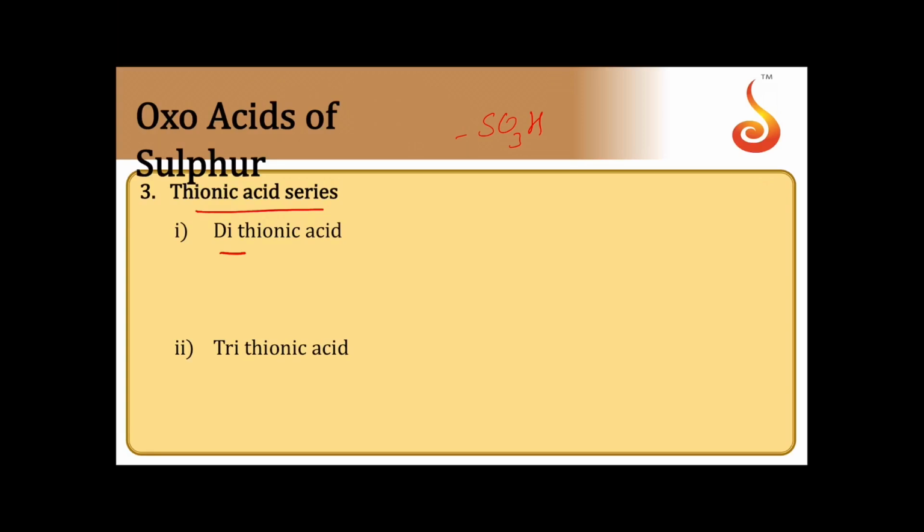Let us take the simple one, dithionic acid. It means we have two sulfonic groups. So this is an SO3H group, a sulfonic group. One more sulfonic group we have. Both are bonded to each other. This is called dithionic acid. So the formula is H2S2, and oxygens are 1, 2, 3, 4, 5, 6 we have.